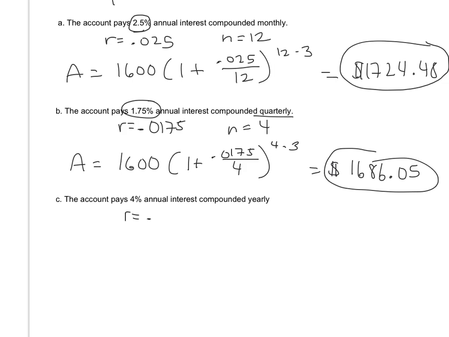So the last one, we have a rate of 4, and we're compounded yearly. So yearly, basically, how many times is yearly? Well, that's just 1. So the amount in this account will be 1,600 times 1 plus 0.04 divided by 1 to the 1 times 3.